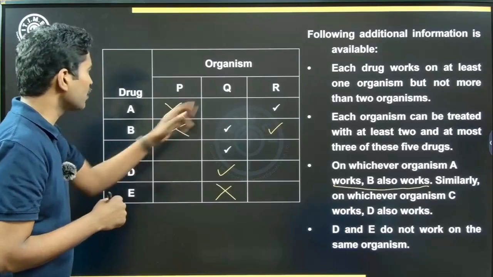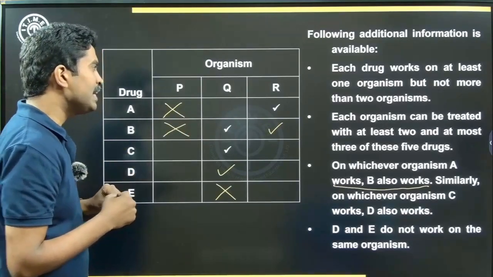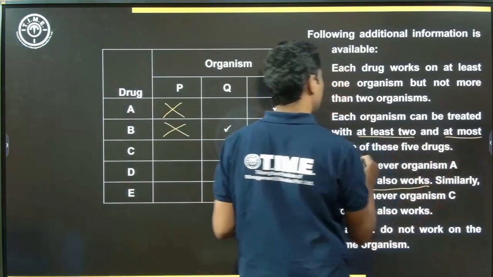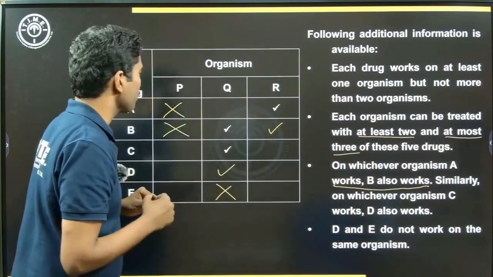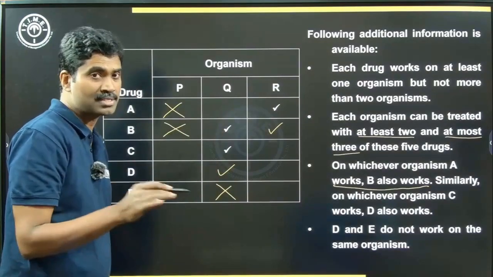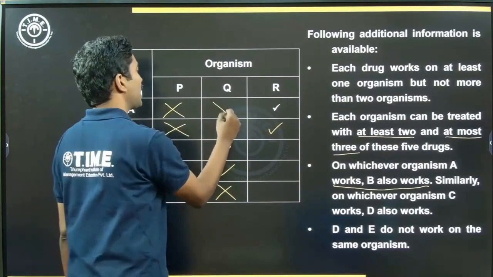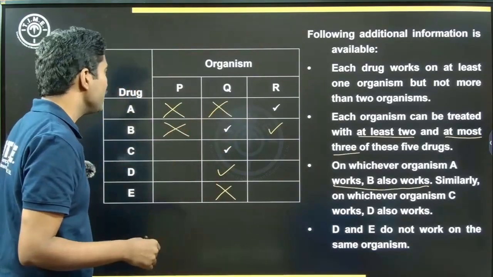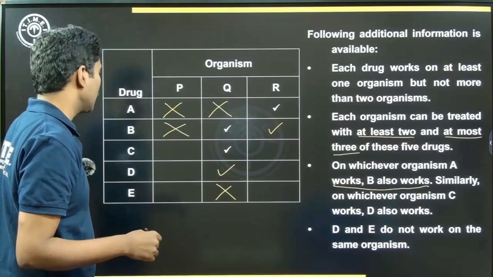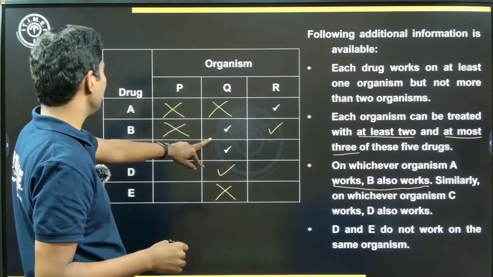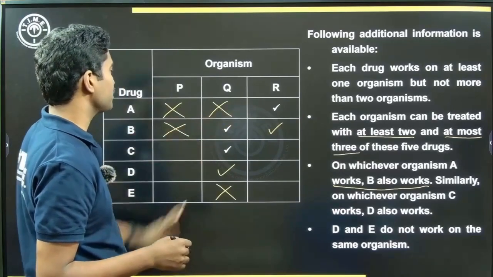Now, look at organism Q. Each organism can be treated with at least 2 and at most 3. So check organism Q. It is already being treated by B and C and D, at most 3. That's done. That's the limit. So Q can't be treated by A, which means A can only treat R. B can only treat Q and R. Now what about, see, I got Q being treated by 3 drugs and R being treated by 2 drugs.